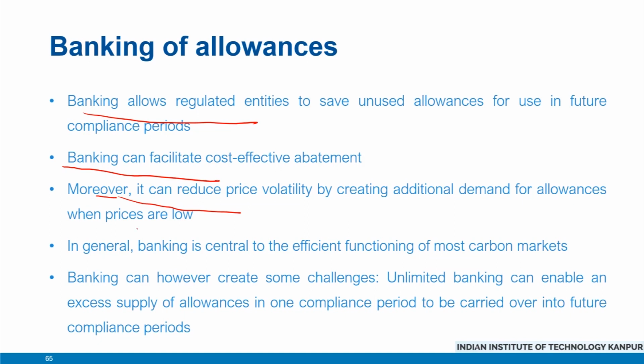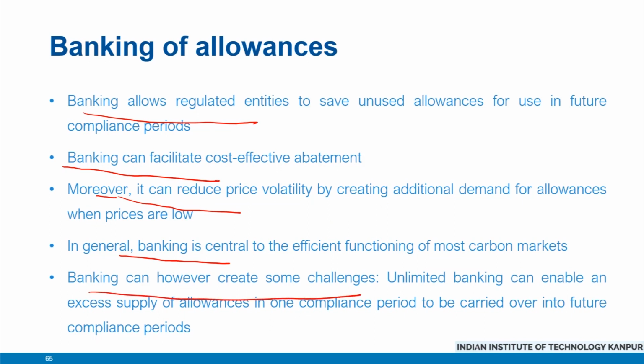In general, banking is central to the efficient functioning of most carbon markets. Given this, policymakers have usually allowed full flexibility on banking across compliance periods within the same phase. Though at the EU ETS, banking was prohibited across phase 1 and 2, particularly because phase 1 was a pilot phase. There onwards, across phases, banking has been unlimited in the EU ETS since 2008. So from the second phase onwards, banking has been unlimited. With all these benefits, however, banking can still create some challenges.